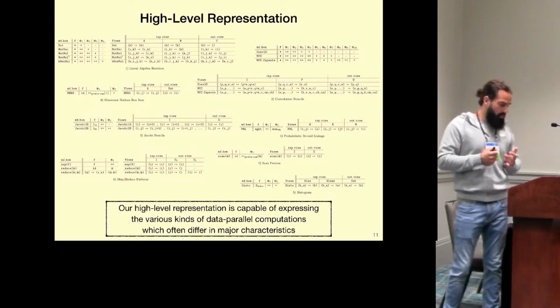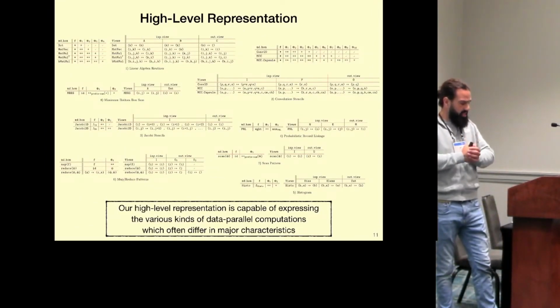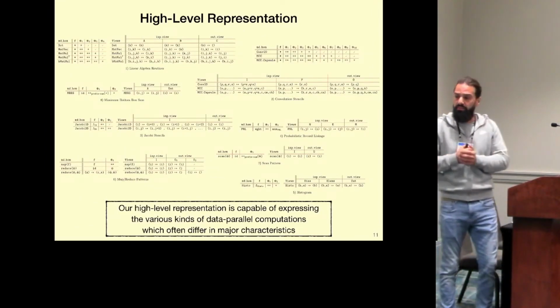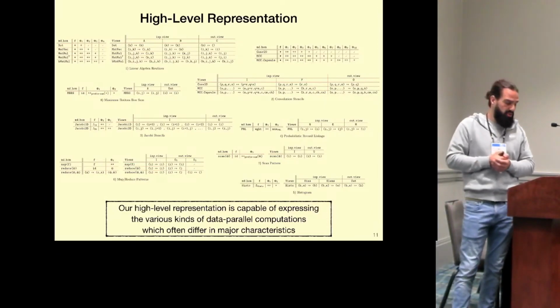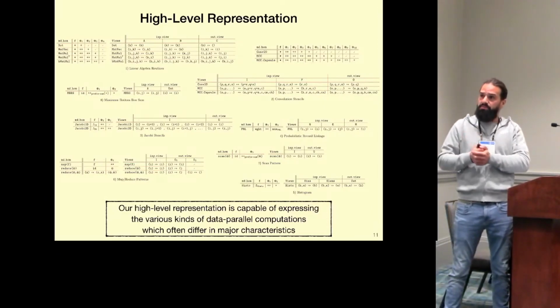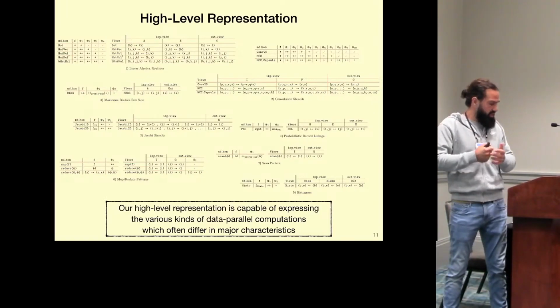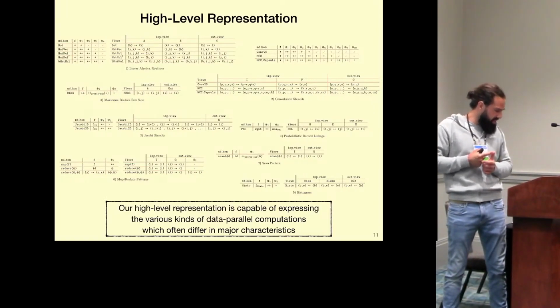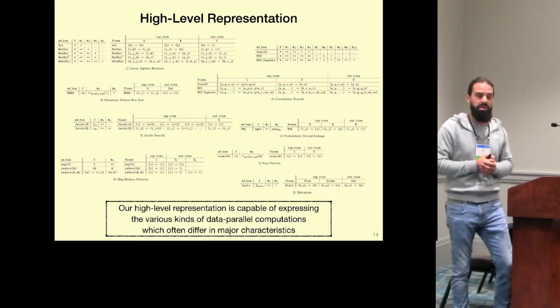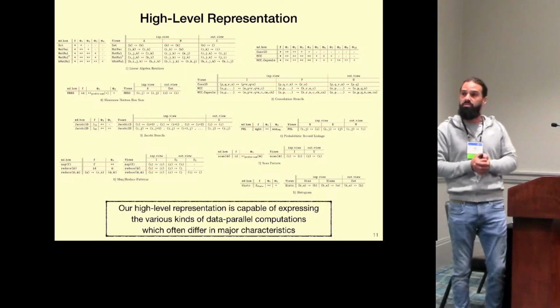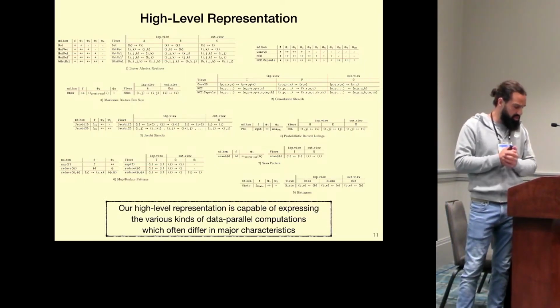And yeah, in our paper we could show that our high-level representation is capable of expressing various kinds of data parallel computations, which often differ in major characteristics. So for example, we have expressed matrix vector multiplication, but also other kinds of linear algebra routines, matrix multiplication on transposed input matrices, batch matrix multiplication, and so on and so forth.